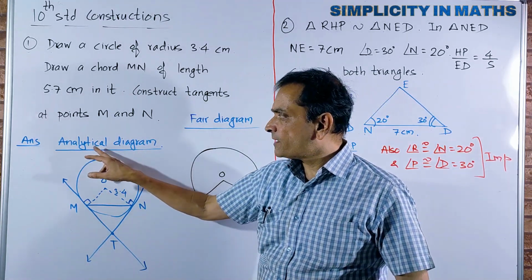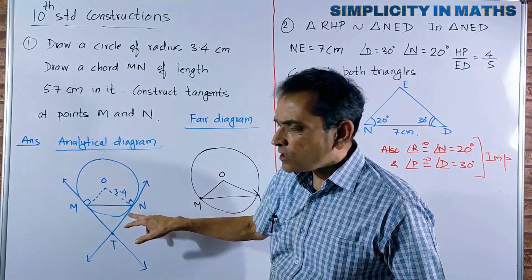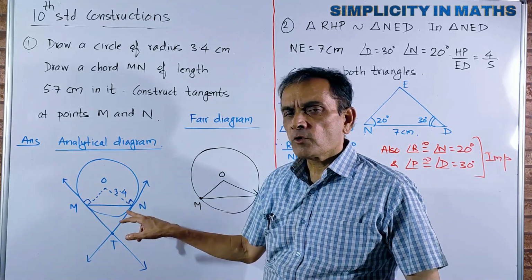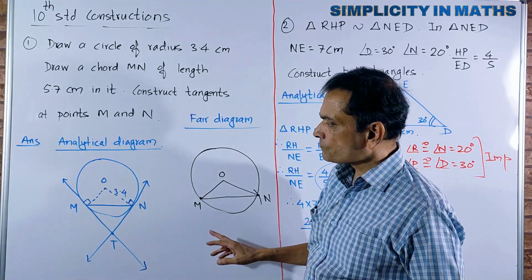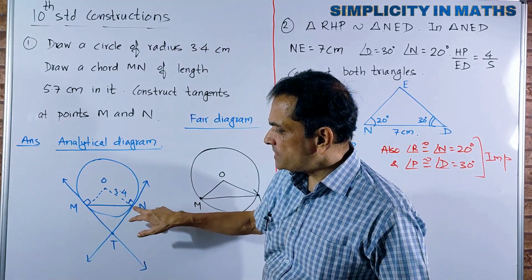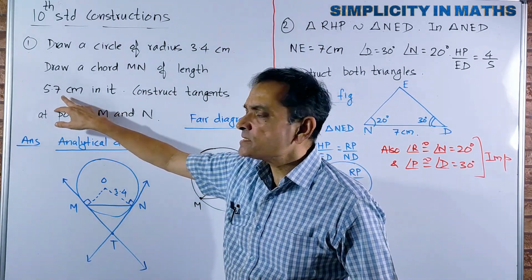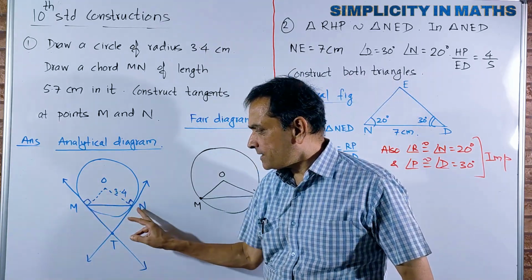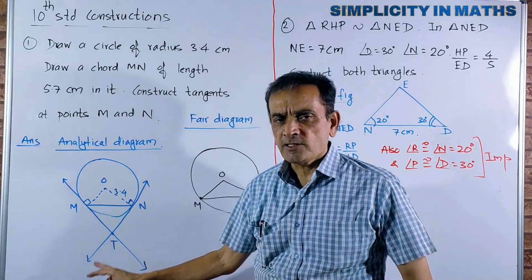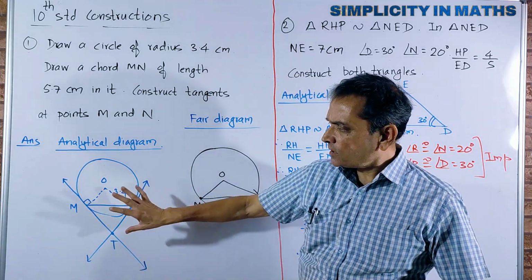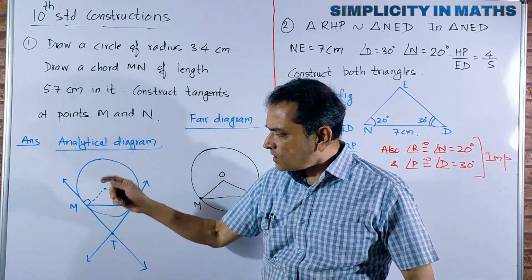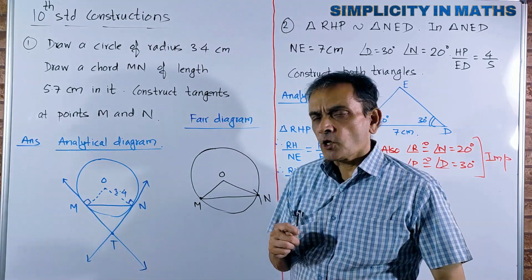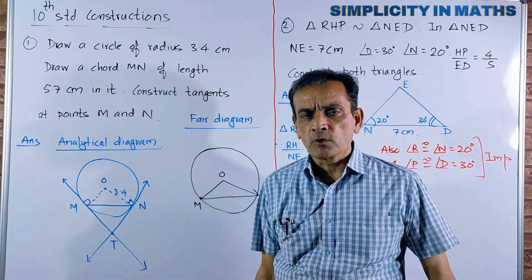We are given, this is the analytical diagram or rough diagram. Just draw a circle. Okay, let us suppose the center is O. Radius 3.4 दिया है, बाद में we will take it in the fair diagram. In that circle, chord MN is present. Length of chord MN is 5.7 centimeters. Draw two tangents at points M and N. ये एक tangent और ये एक tangent. You have to show two tangents. That is what is given. So first we just draw a rough diagram and analyze क्या कर सकते हैं, कैसा draw करना है. Okay. While drawing the rough diagram, you need not measure this exact 3.4.